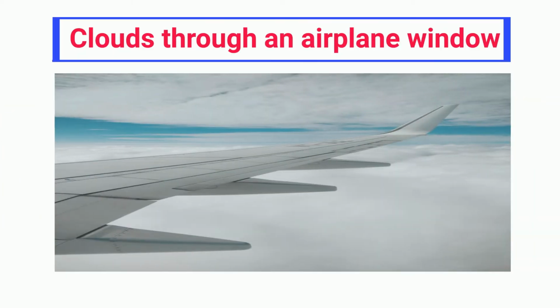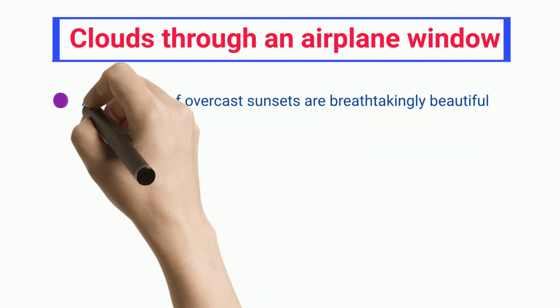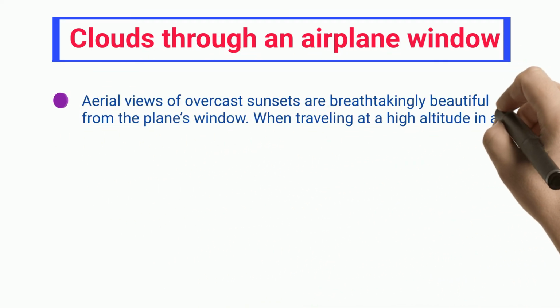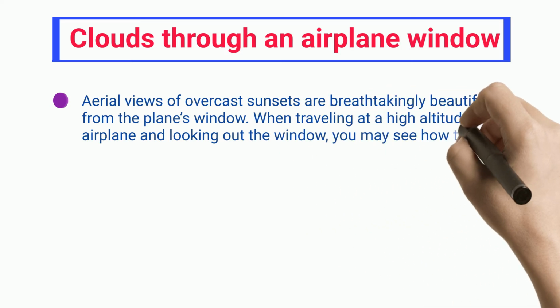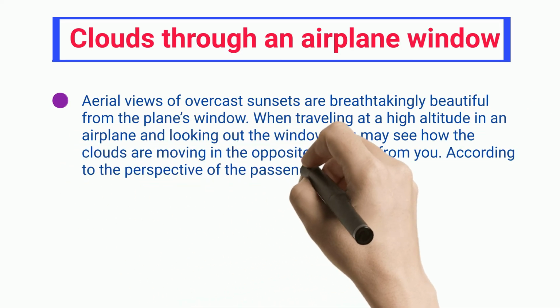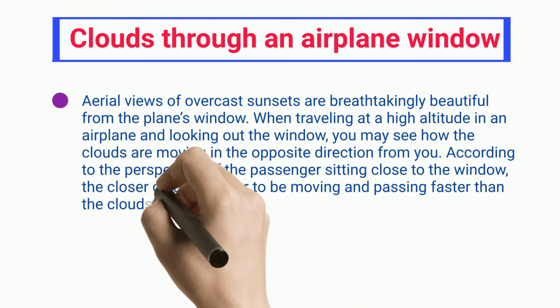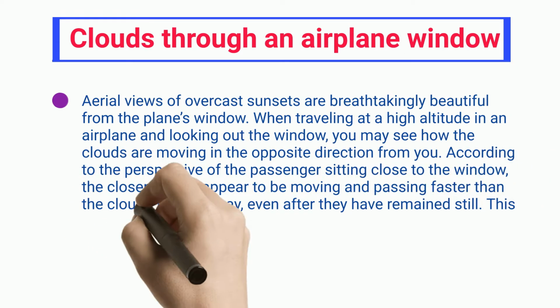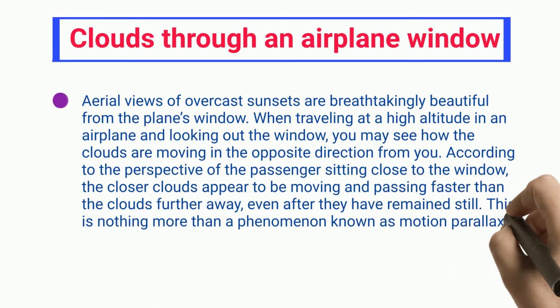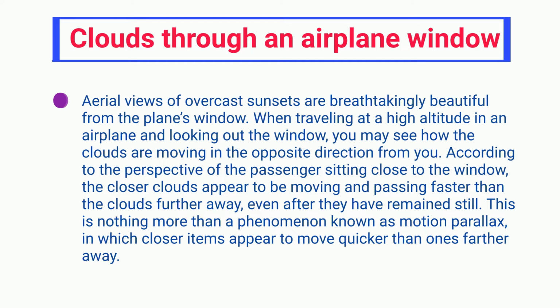Clouds through an airplane window. Aerial views of overcast sunsets are breathtakingly beautiful from the plane's window. When traveling at a high altitude in an airplane and looking out the window, you may see how the clouds are moving in the opposite direction from you. According to the perspective of the passenger sitting close to the window, the closer clouds appear to be moving and passing faster than the clouds further away, even though they remain still. This is nothing more than a phenomenon known as motion parallax, in which closer items appear to move quicker than ones farther away.